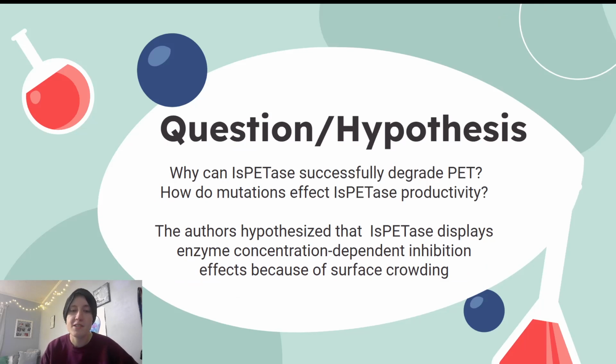The question that the paper looks at is why can IsPETase successfully degrade PET, and how do mutations affect its productivity? The authors did hypothesize that IsPETase displays enzyme concentration-dependent inhibition effects because of surface crowding. So they said that the amount of enzyme matters because when you have too much enzyme and not enough surface area for that enzyme to interact on, adding more enzyme is not really going to change your outcome or be beneficial whatsoever. So having the proper amount of enzyme for the proper amount of surface that you have creates the most efficient circumstance. They didn't really make a hypothesis about which mutations exactly they thought would work or how they would work. They just said, here's a few that we're going to try, and then we'll get into some of those results later on.